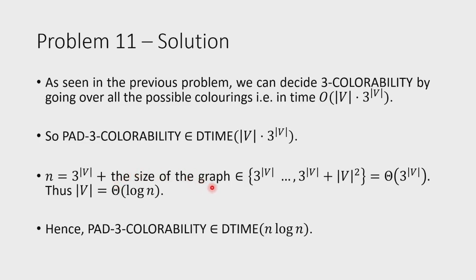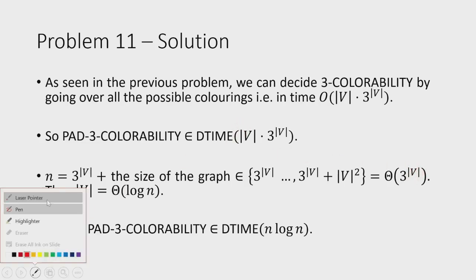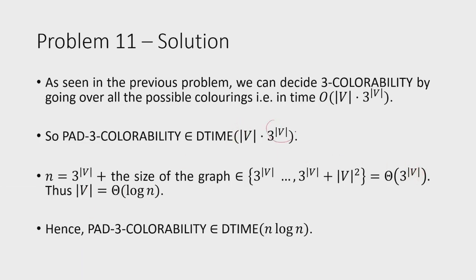Now what's the smallest size of a graph? The smallest possible size of the graph is 0. The largest possible is order V square. So n is between 3 to the V and 3 to the V plus order V square. So n is theta 3 to the size of V, right? So we have that this is like n.